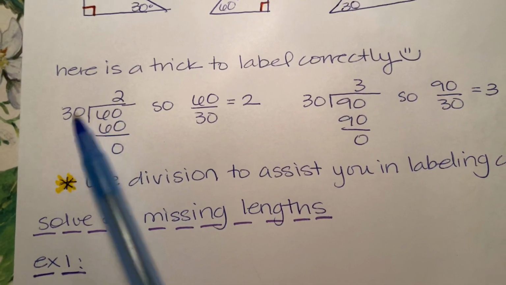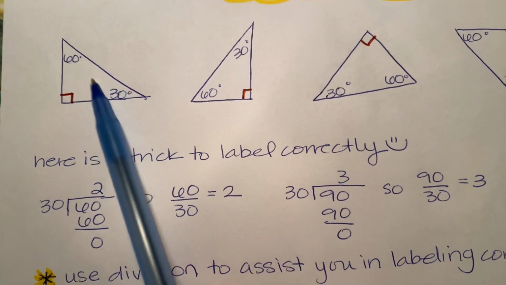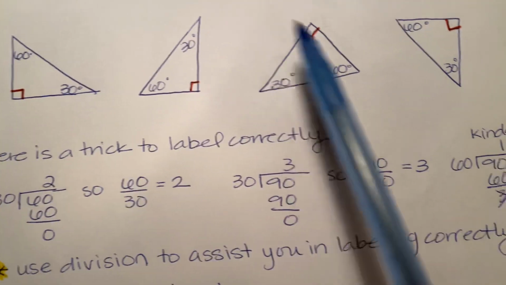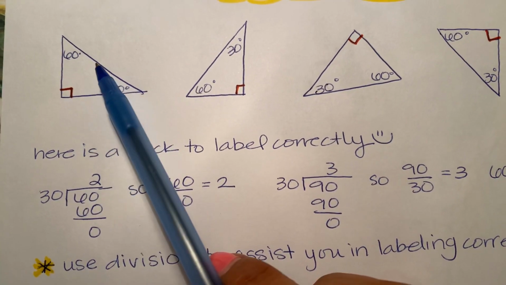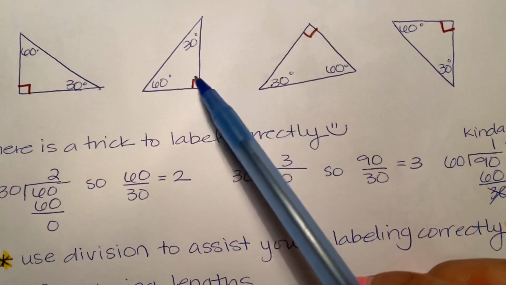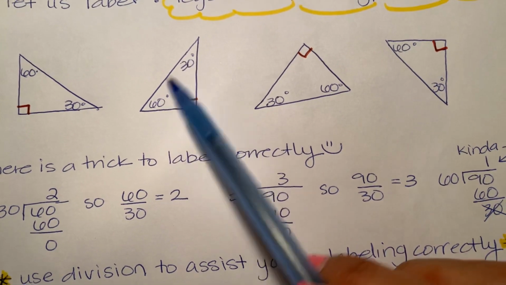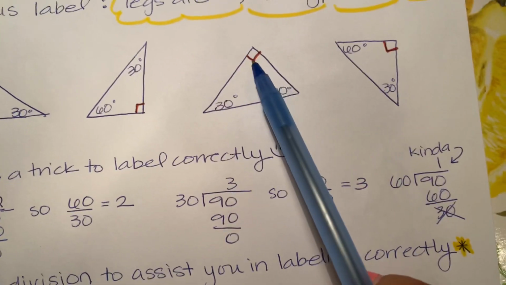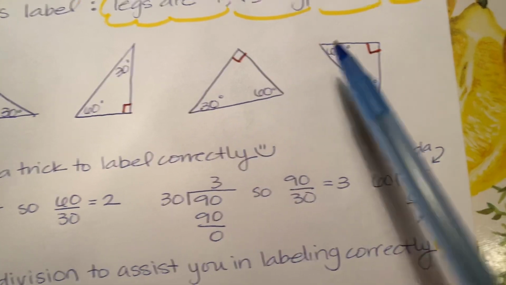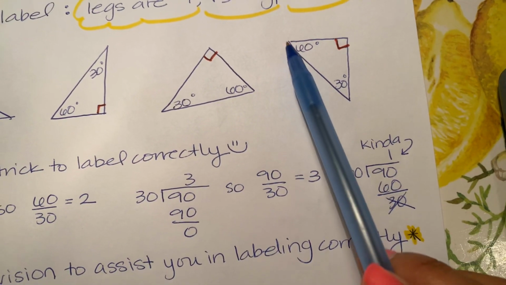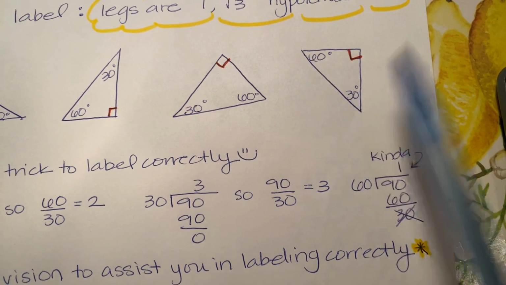To label the 30-60 side of the triangle, because there's a 30-60 side, it's your hypotenuse. Your hypotenuse is always the 30-60 length. Here's the 90 degrees, that's the hypotenuse, and there are the 30 and 60 degrees. So your hypotenuse is always the side where the angles are 30 and 60.